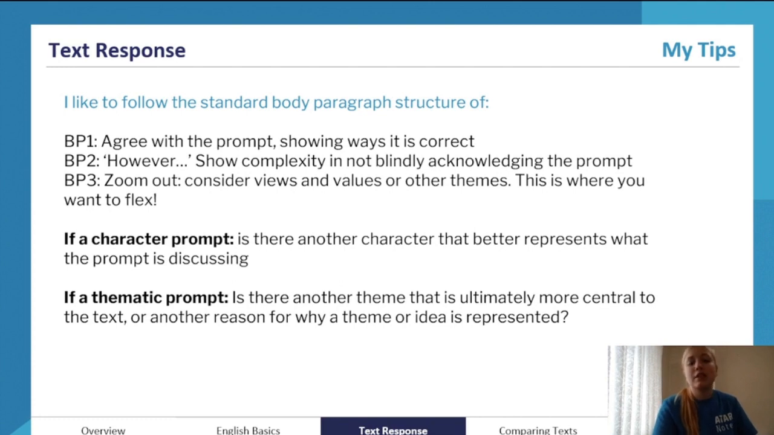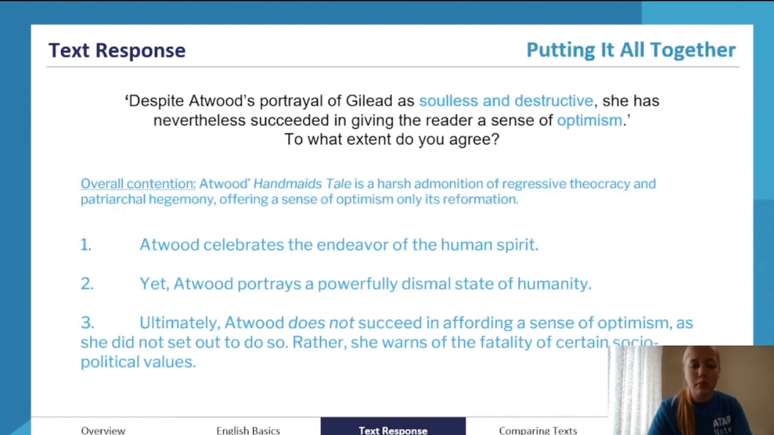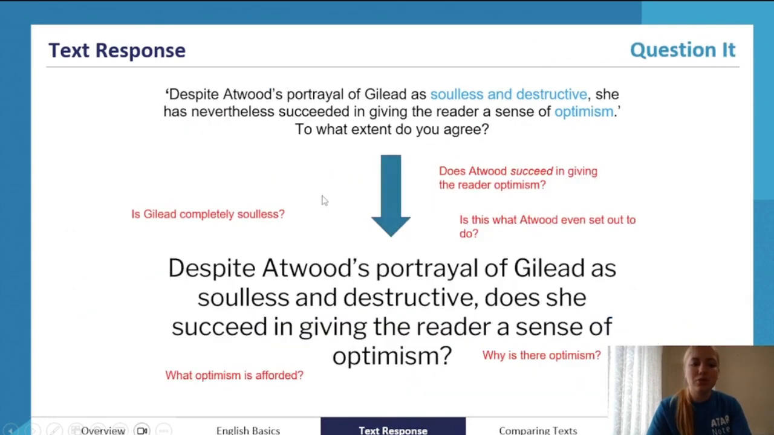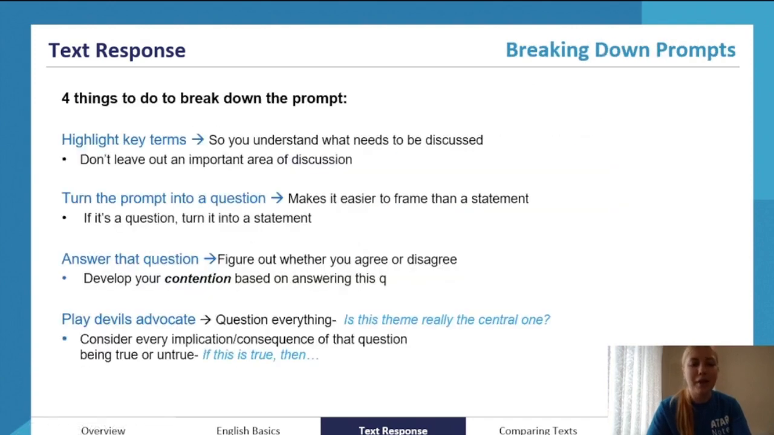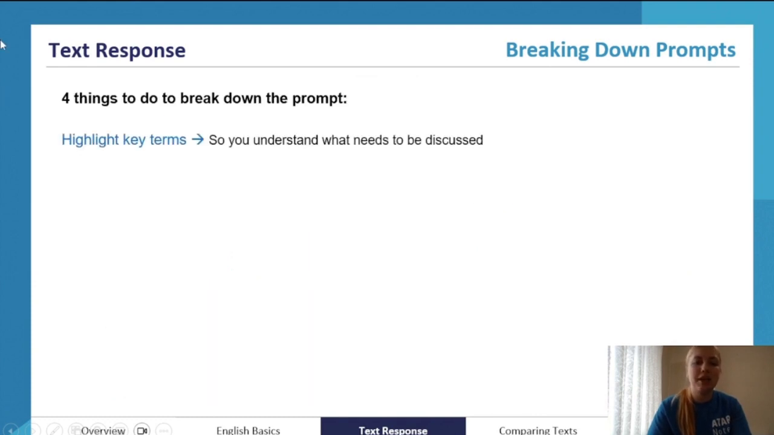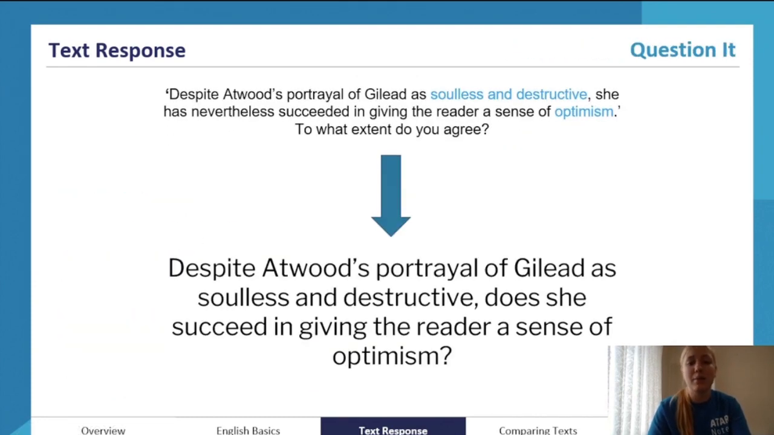Or if it's a thematic prompt, for instance, for that complex argument, you can look for another theme that is ultimately more central to the text or another reason for why that theme or idea is represented. And we've looked at examples of both. Another reason of why Gilead is portrayed as soulless and destructive, because it's a critique of the social political values. An example of another theme that is ultimately more central to the text would be, let me go back quite a bit, we see this argument, that it's actually not friendship, but it's exposure to a greater world. There is a better theme that fits what the prompt is asking about.